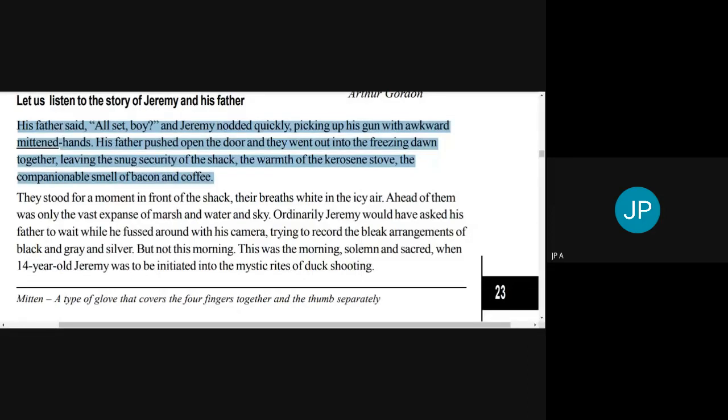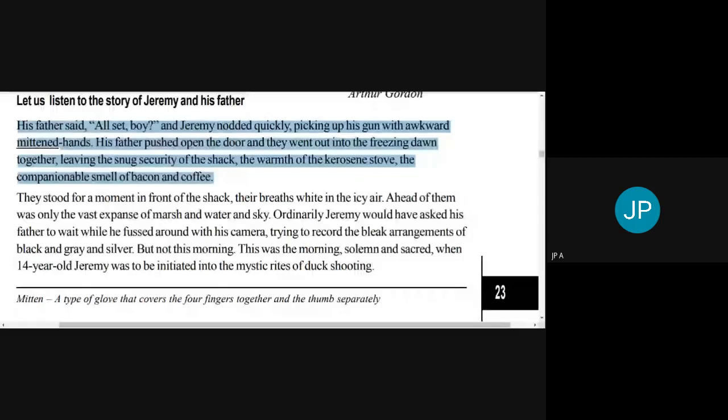What do you mean by dawn? Dawn. Yes, dear, it is morning, the early morning hours. So they go out into the freezing dawn. So they leave the snug security.